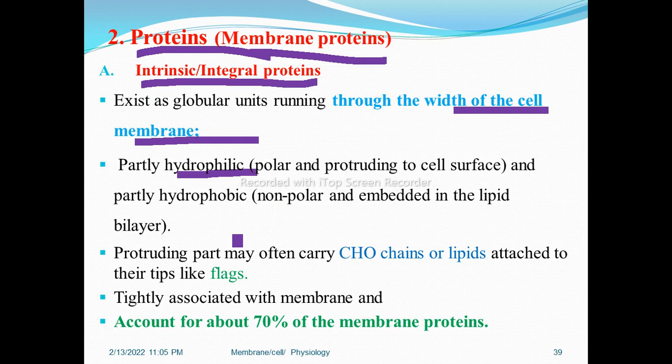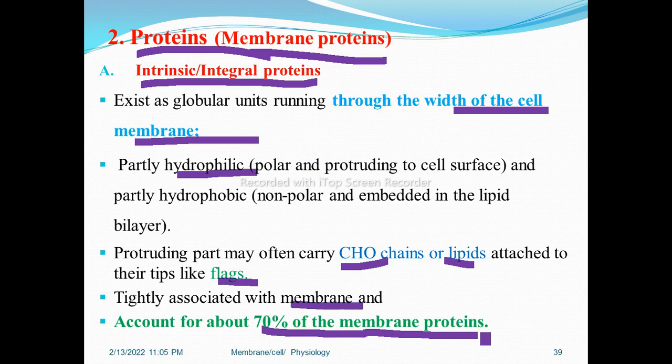The protruding part may often carry carbohydrate chains or lipids attached to their tips like flags. So either carbohydrates or lipids are attached to the protruding parts of integral proteins, which are tightly associated with the membrane and account for about 70% of membrane protein, whereas 30% of membrane protein is peripheral protein.